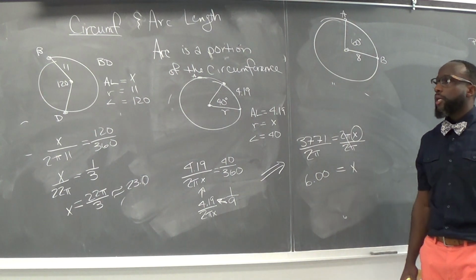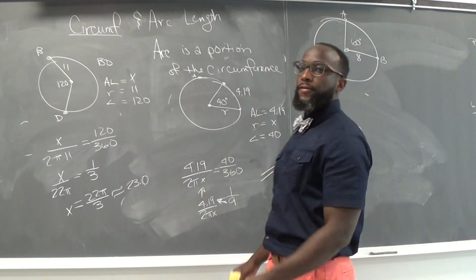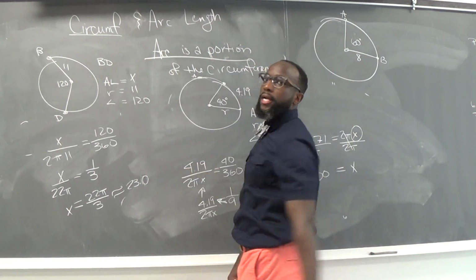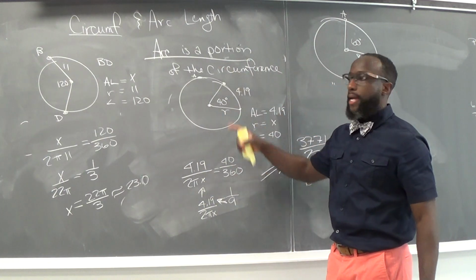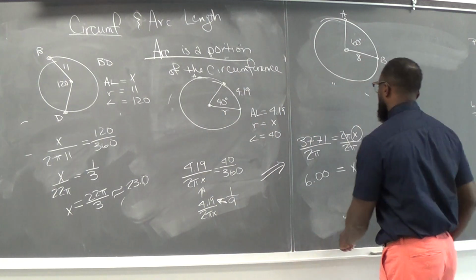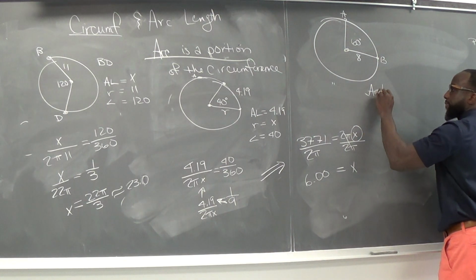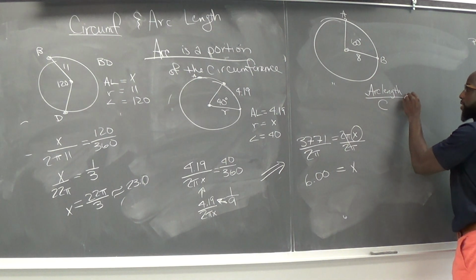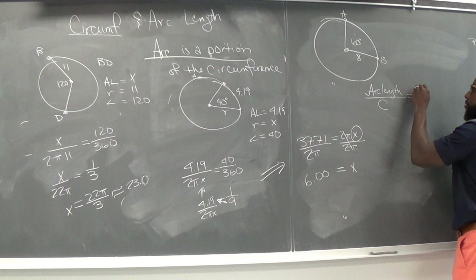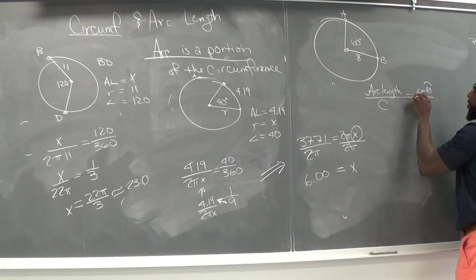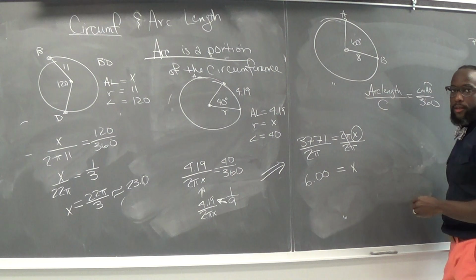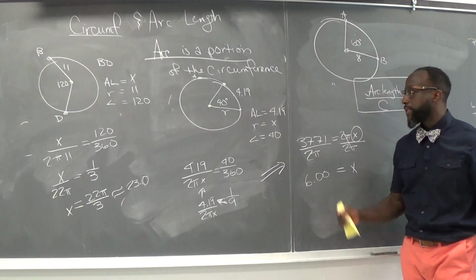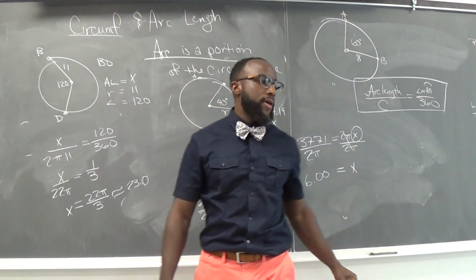So basically we found everything, right? The arc length is a portion of the circumference. In order to calculate it, you need to have your formula: the arc length over the circumference equals the angle, the measure of AB over 360. That is the formula you need. When you take your quiz, you're going to be asked this. So that's how you find an arc length.